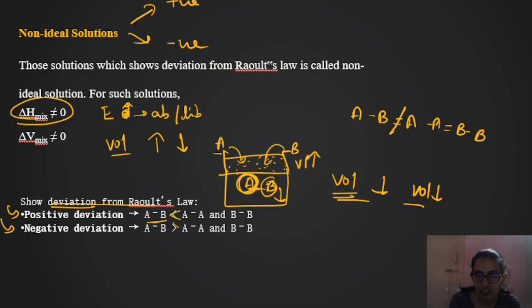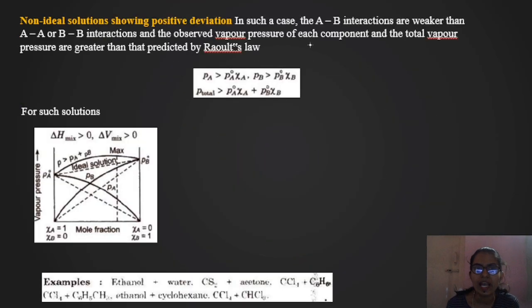If the interaction of AB is very strong, if they are bonded very strongly, then they won't convert into vapor form. If they won't convert into vapor form, the vapor pressure is going to decrease. So in positive deviation, you will see an increase in vapor pressure, and in negative deviation, you will see a decrease in vapor pressure. Let us see this in detail.